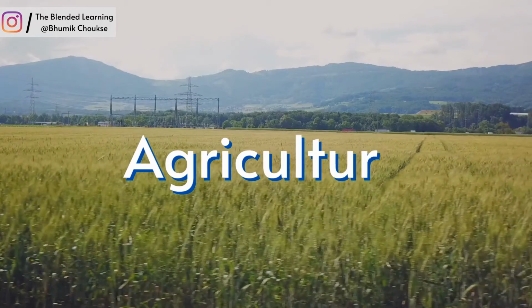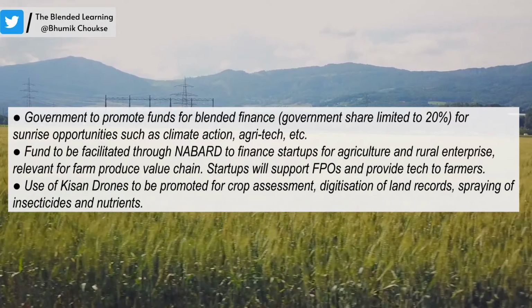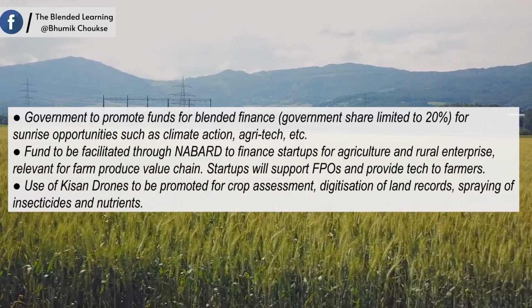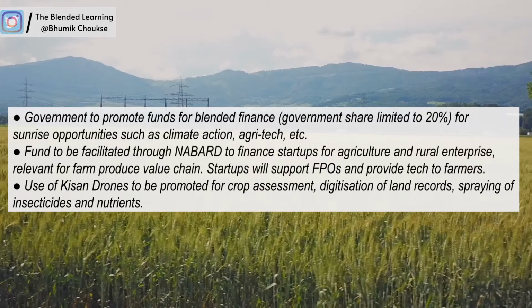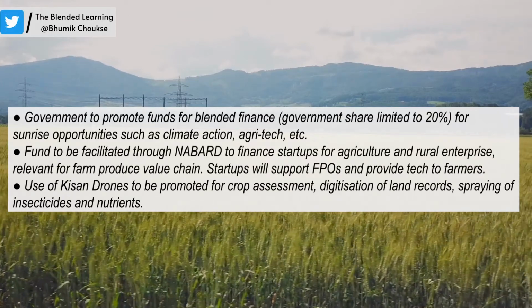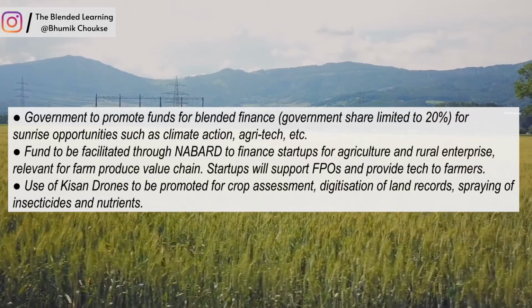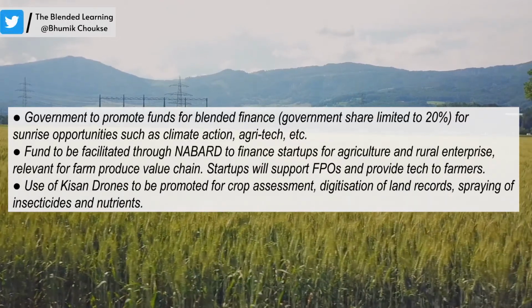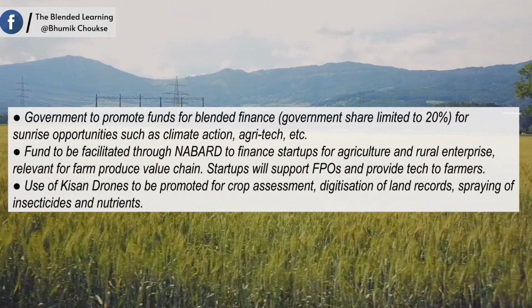Now let us discuss agriculture. Government to promote funds for blended finance, with government share limited to 20% for sunrise opportunities such as climate change, agri-tech, etc. Funds to be facilitated through NABARD to finance startups for agriculture and rural enterprise relevant for the farm produce value chain. Startups will support FPOs and provide tech to farmers. Use of Kisan drones, digitalization of land records, spraying and quality of insecticides or pesticides will also be monitored here.